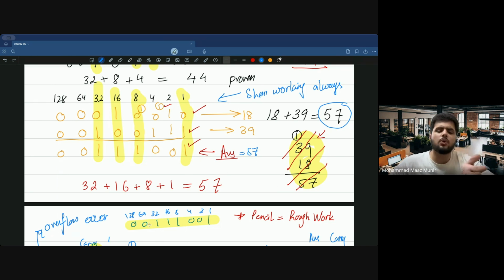Maybe he directly plotted ones under the specific positions just so that he can get a 57. Now, if you do this, he won't be giving you marks. Why? Because he might be thinking that you directly added the numbers and then plotted them, right?